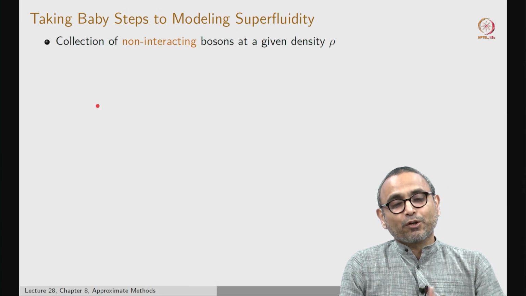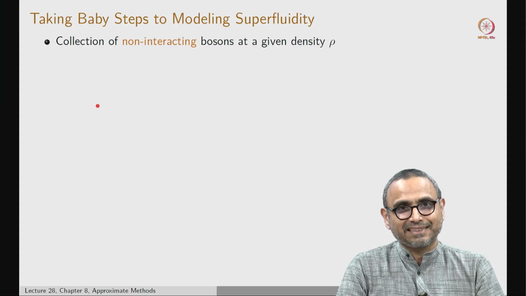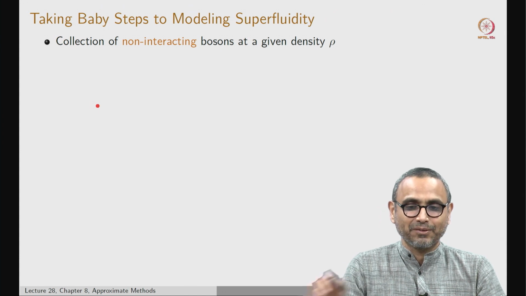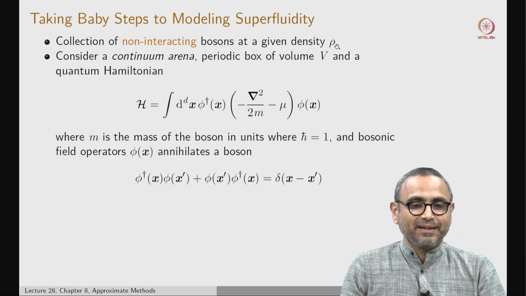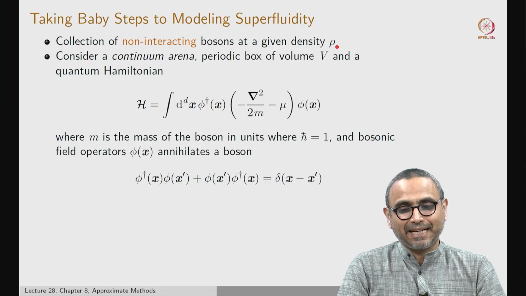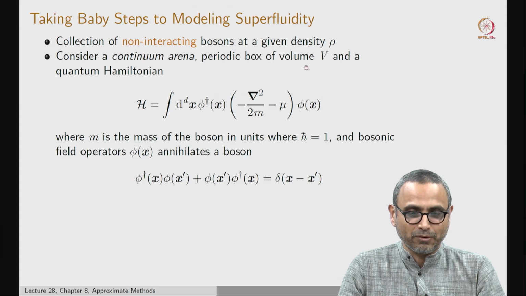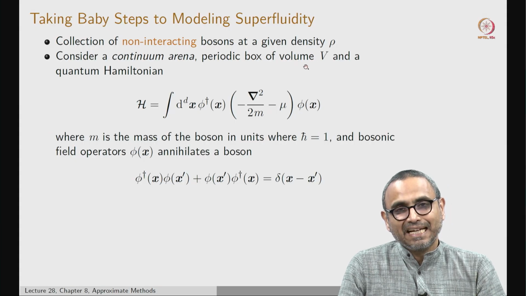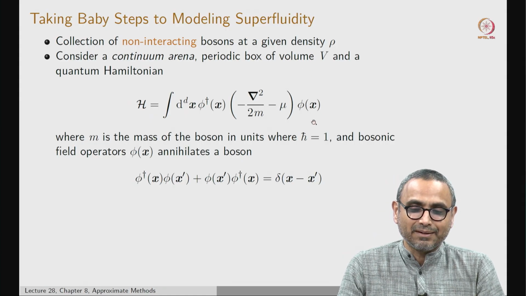Okay. So what we are going to do is think of this collection of helium atoms as a set of non-interacting bosons, and let us say that the density of these is given to be rho. Now we are going to construct a continuum field theory to describe these bosons. My arena is the d-dimensional box with periodic boundary conditions and so on, with volume V, and I model these bosons by creation and annihilation fields which are called phi x and phi dagger x.